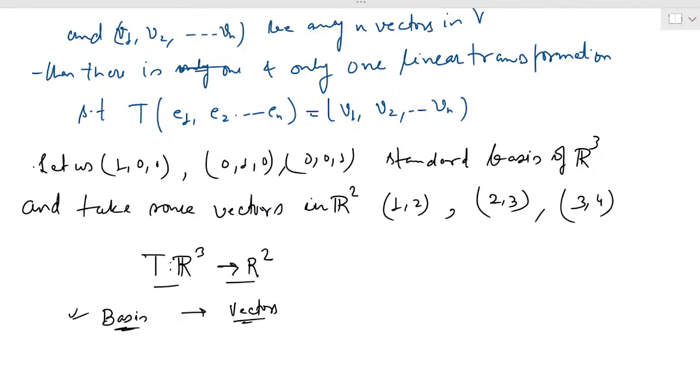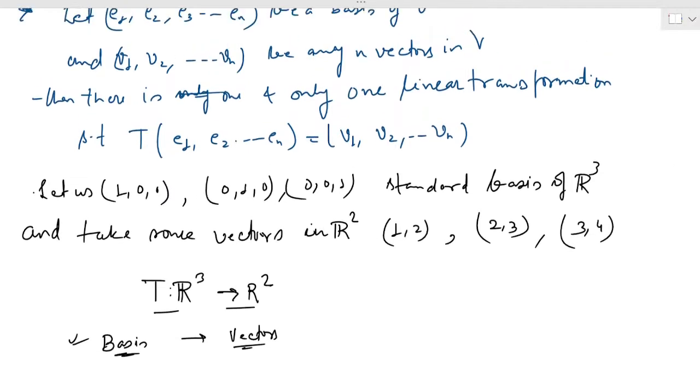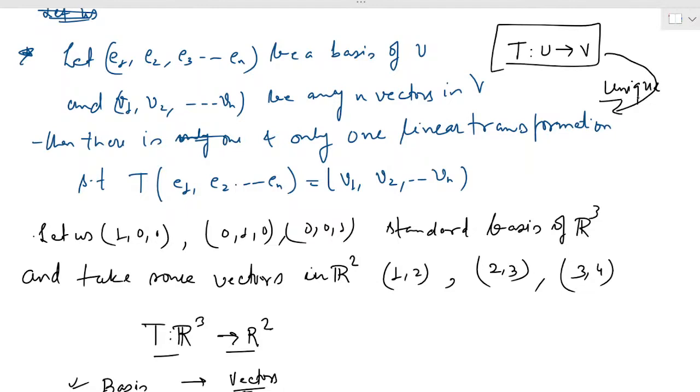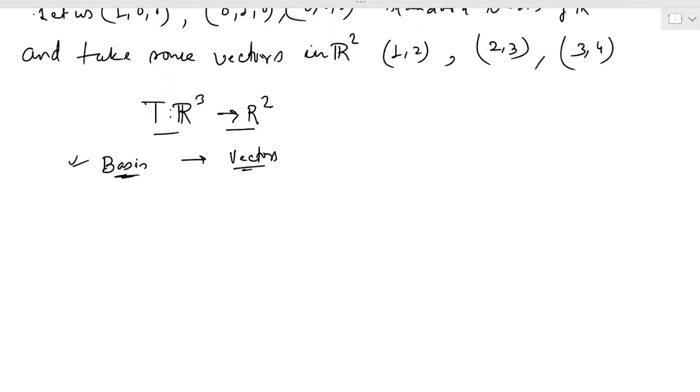What I want to convey is that, corresponding to a basis in U, there is only one transformation which relates both of them. Here I wrote it for Rn to Rn, so on both sides you had an n-dimensional space, so I wrote T from U to V. There is only a unique linear transformation which relates bases to vectors. Here I'm going to show it using one example.